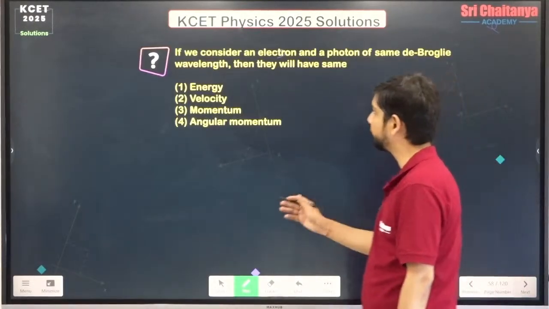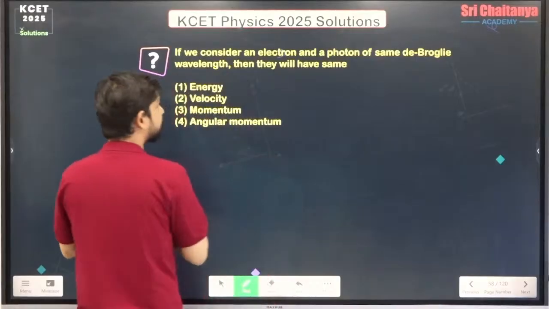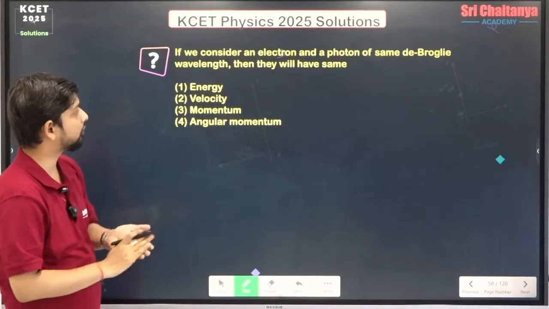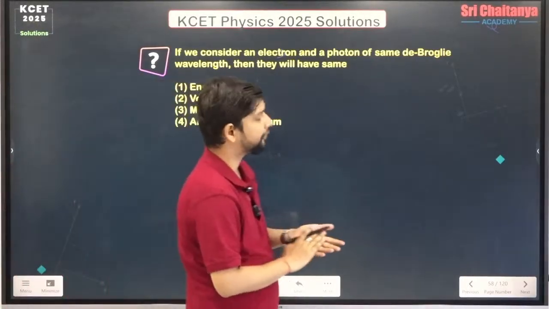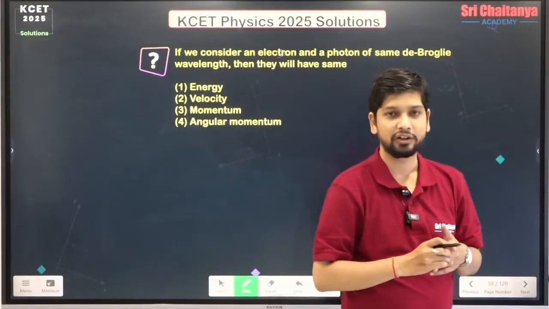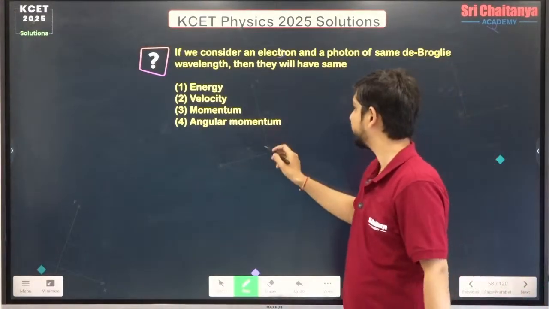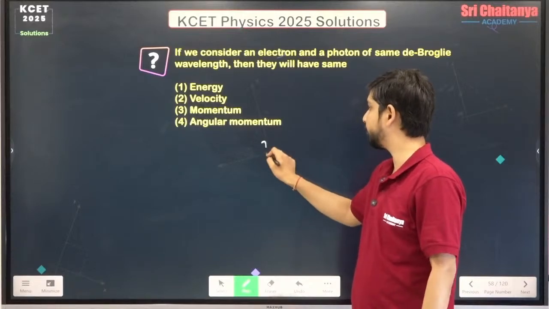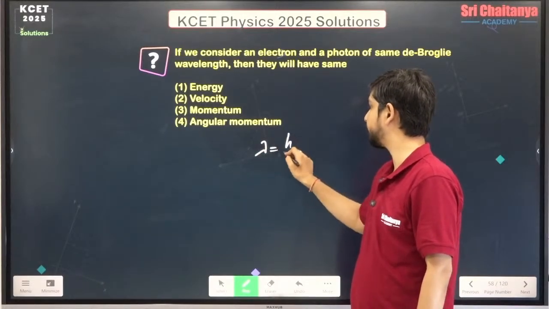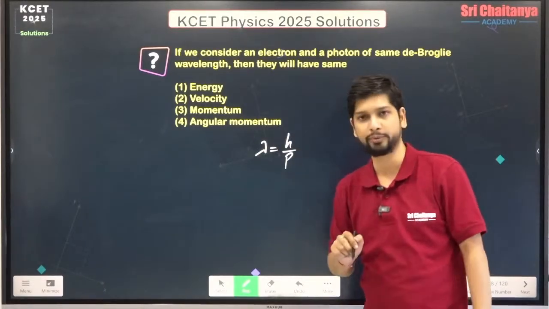Now we move to the next question. Here, if we consider an electron and a photon of the same de Broglie wavelength, then they will have the same what? A very simple logical question. What do you need to know? That the de Broglie wavelength is going to be h upon p.